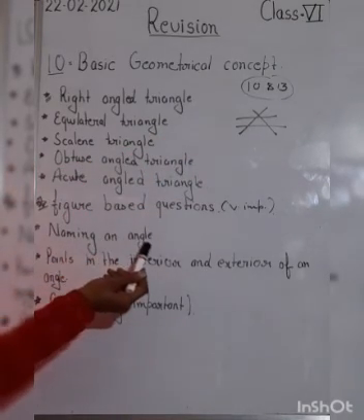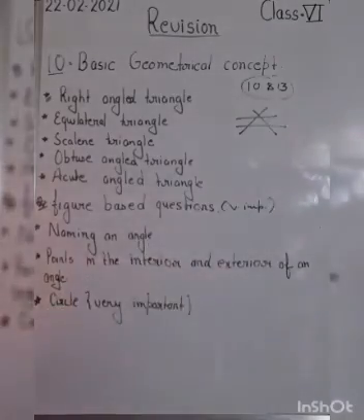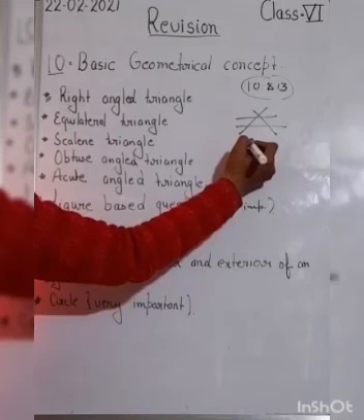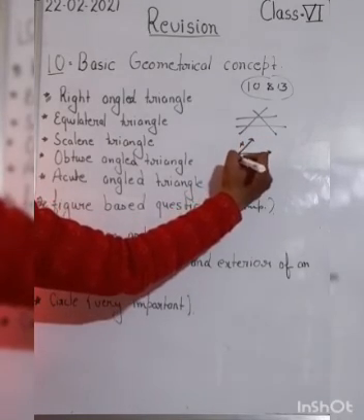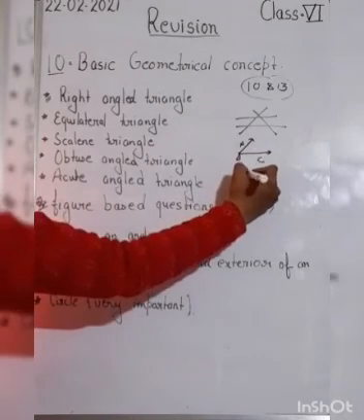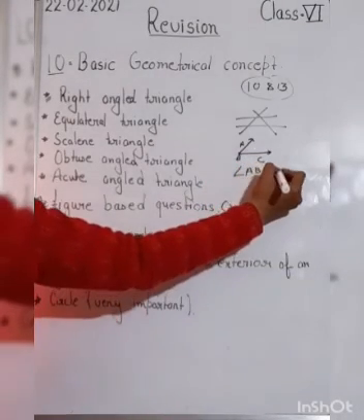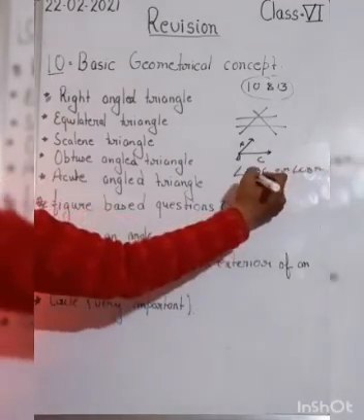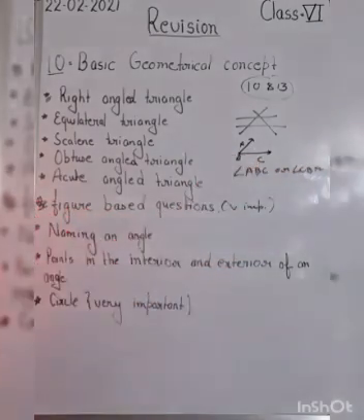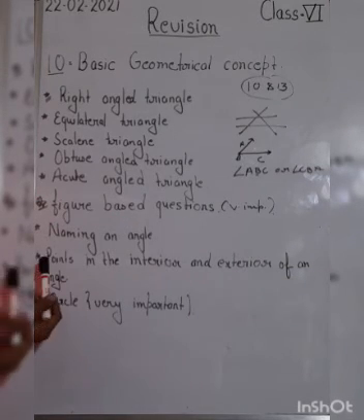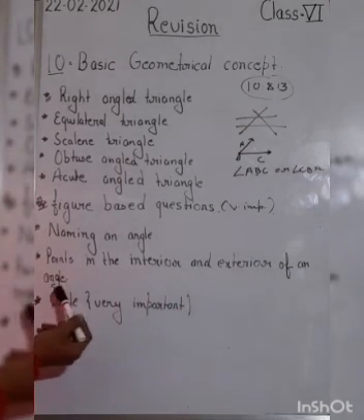Now next is your naming an angle. How do you name an angle? I have told you many times that suppose this is your angle and you have taken point A, this is your B, and this one your C, then you name the angle as angle ABC or angle CBA, just keeping in mind that the vertex, this is your vertex, should be written in the middle.